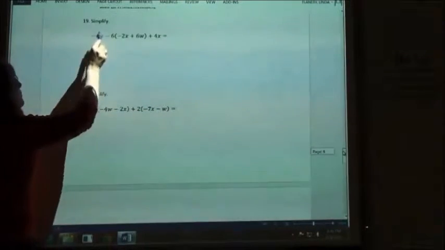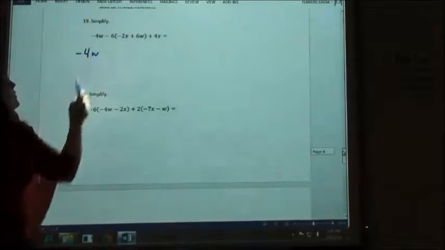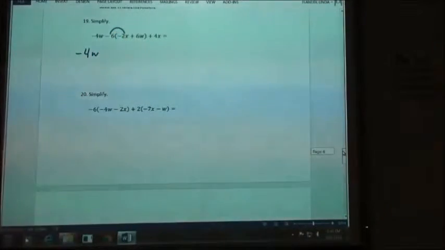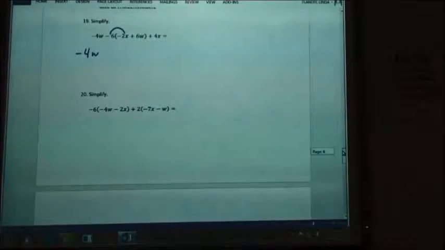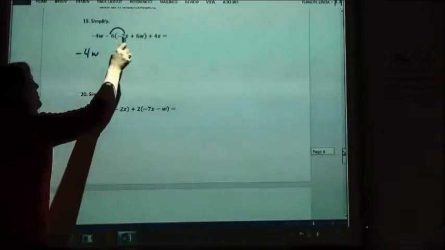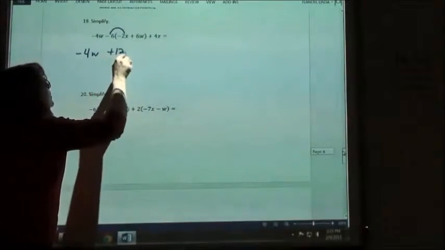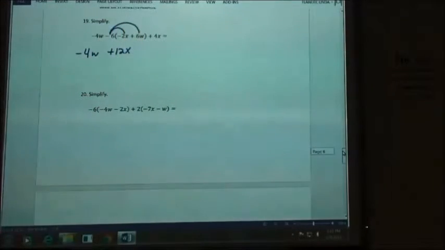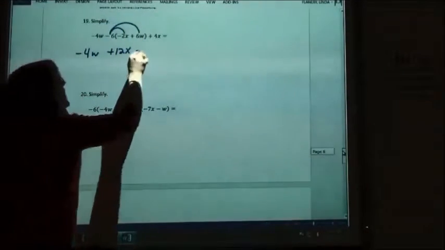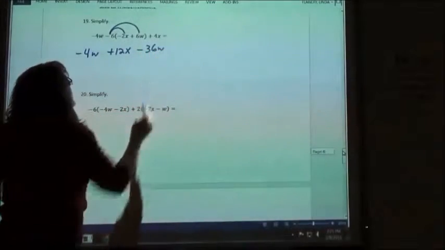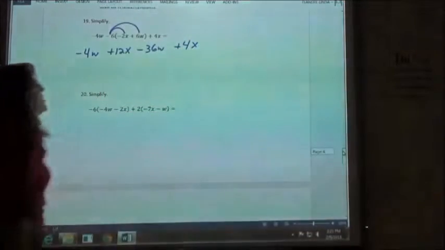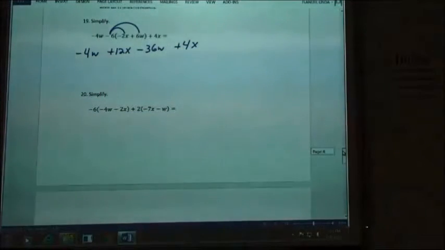This minus 4W in front is just going to come down. Now I'm going to multiply, but I'm not going to put the sign of my answer until I actually do my multiplying. When I do a negative 6 times a negative 2, a negative times a negative is a positive 12x. Negative 6 times a positive 6W, negative times a positive is a negative 36W. And then again, this plus 4x is just going to go on the end because it wasn't in the parentheses, so it's not multiplied by anything.